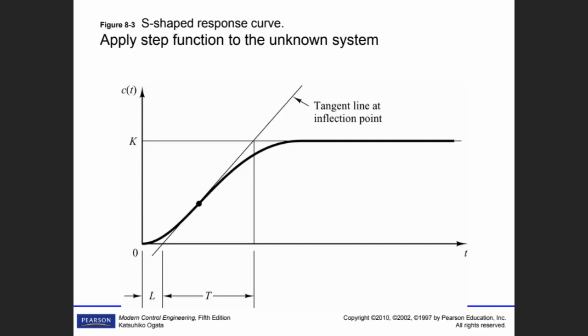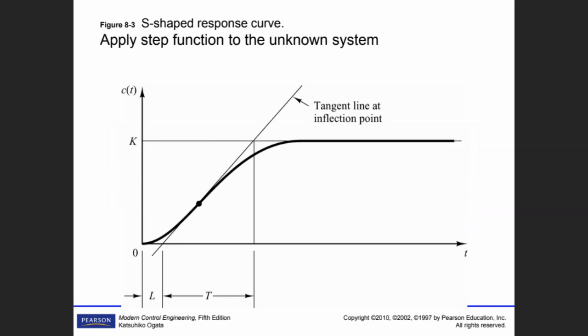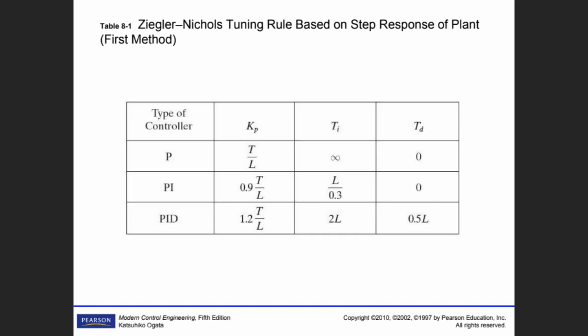You are applying a step function to this system, and you are obtaining this kind of solution. Then you measure L and T, and then use this table. For the proportionality constant, you already measured T and L, use that one. Ti, you assume infinite, Td 0.